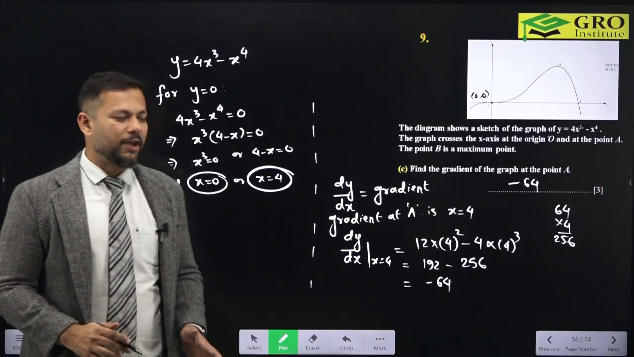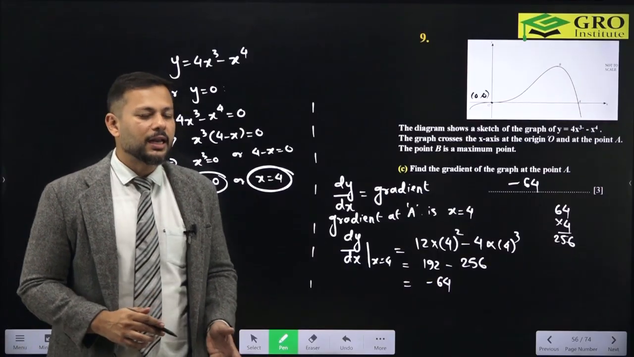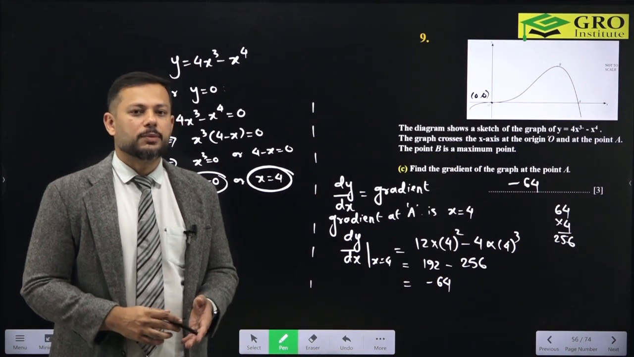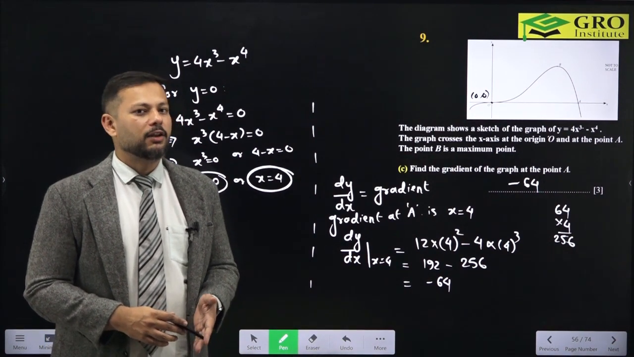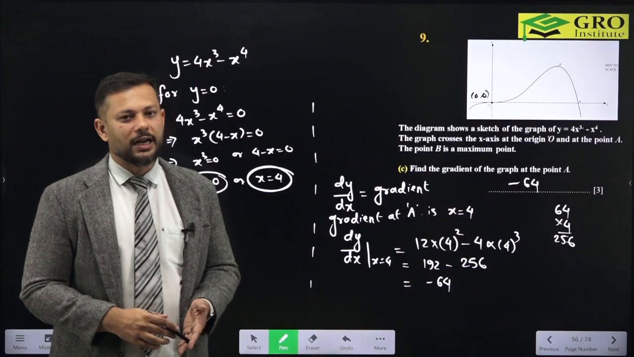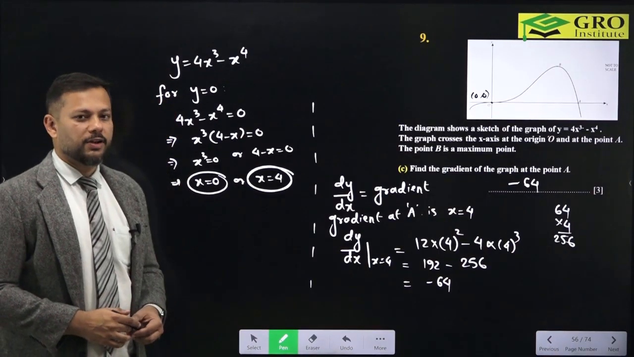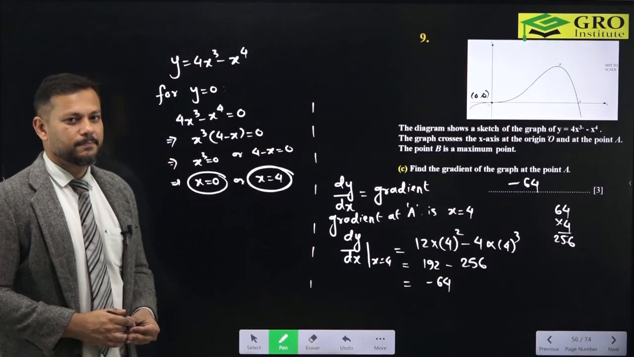It's quite easy to find the gradient. If we have to find the gradient at any point, we need to get the coordinates of that point, and we substitute the x coordinate in the differentiated equation, and we will get the answer. So I hope this part is also clear. Note it down for your reference, and then we'll move to the next question.